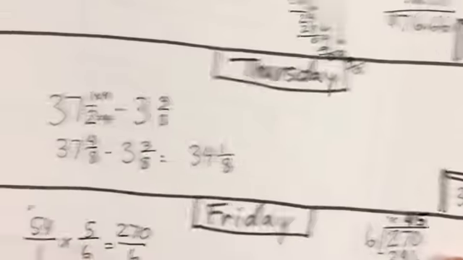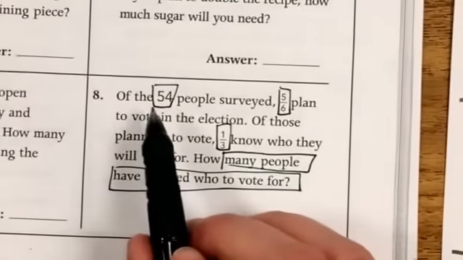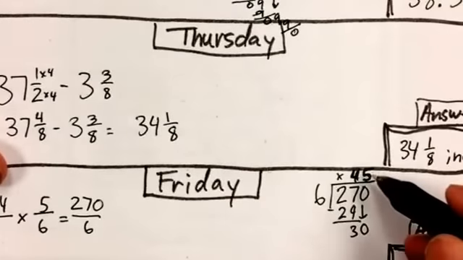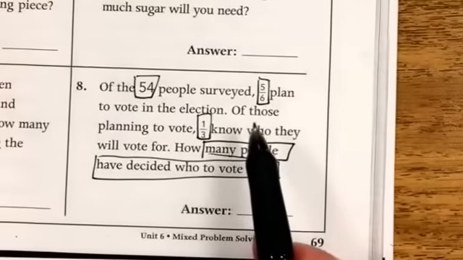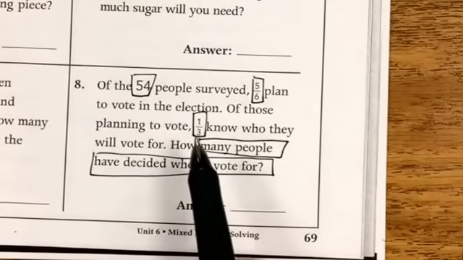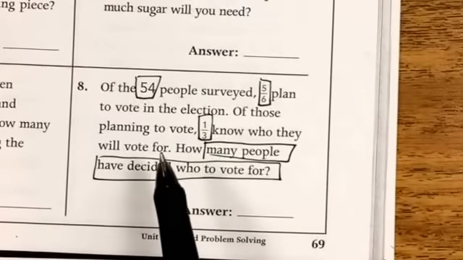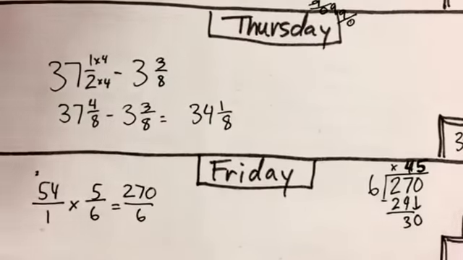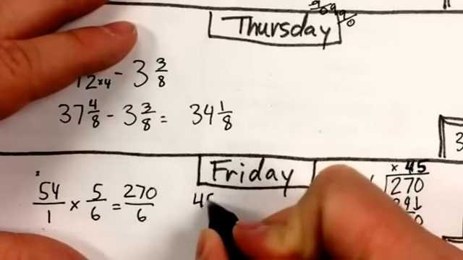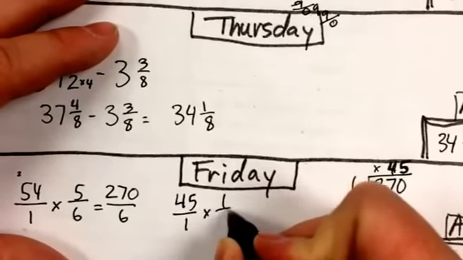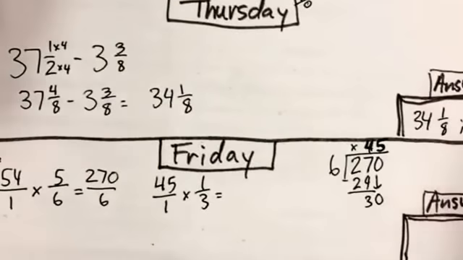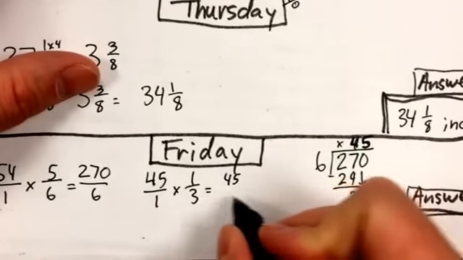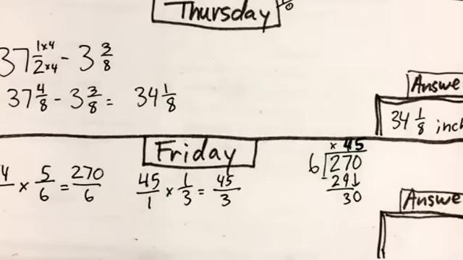Okay? So let's take a look back at our problem. So it says of the 54 people, 5/6 plan to vote. So we know that that 5/6 is now 45 people. So of those planning to vote, so of those 45 people, 1/3 know who they will vote for. So now we have to figure out what 1/3 of 45 is. So we're just doing another multiplication problem. 45 over 1 times 1/3. Okay? So then when we look here, we have 45 times 1 is going to be 45. 1 times 3 is going to be 3. And then I'm left with 45/3.